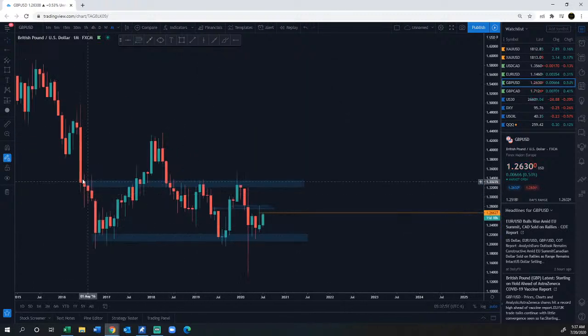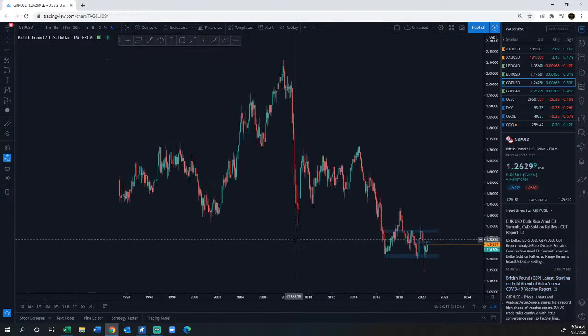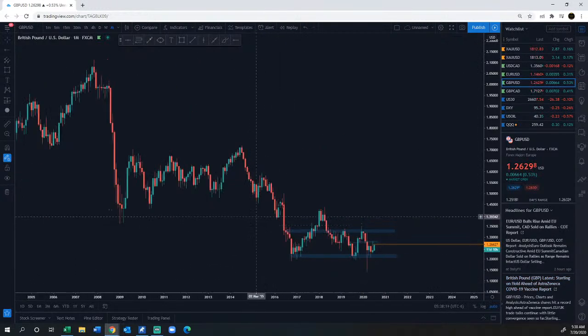Pound USD. So we have this support created. We have this bearish move since Brexit. Well, Brexit, I think, was about here. So ever since Brexit, it's been bearish. It's been in a bearish trend overall.